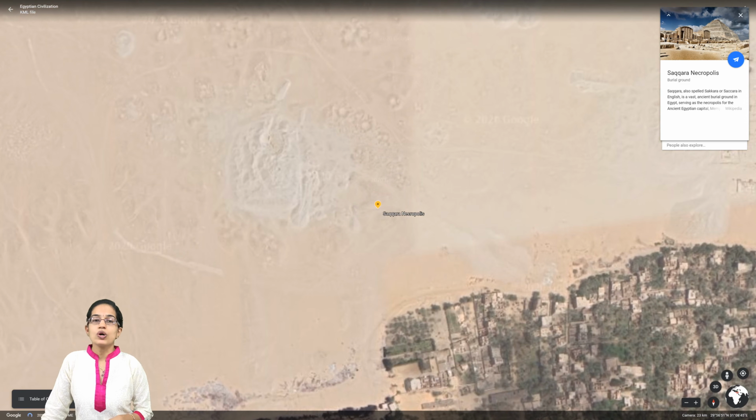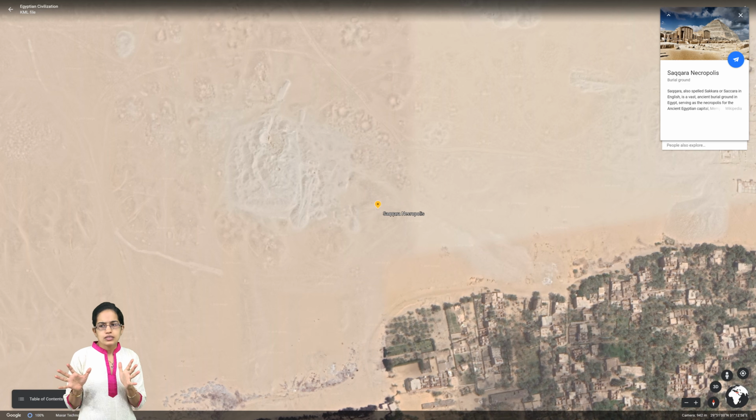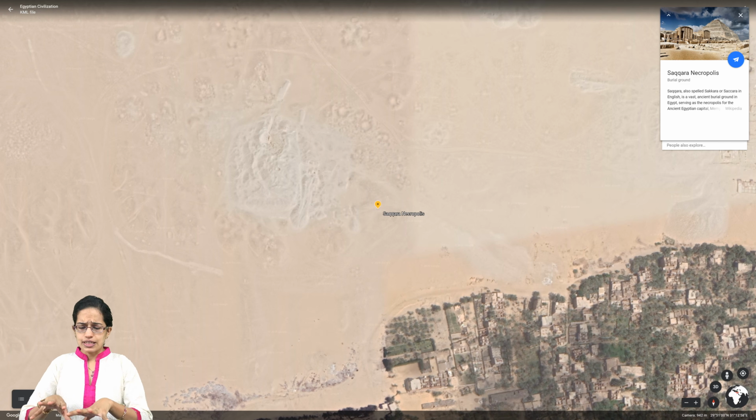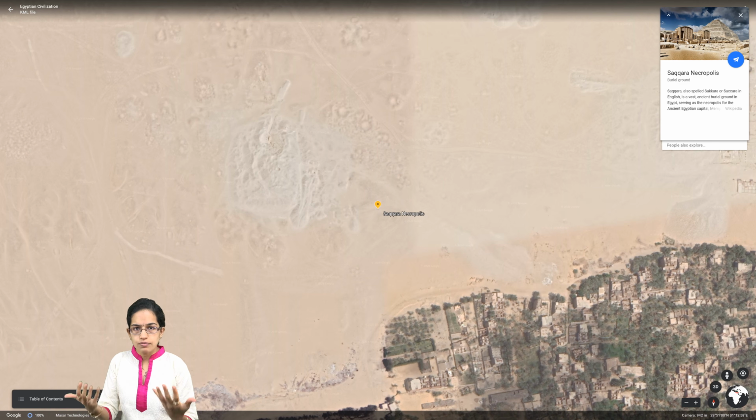Now the next was the process of mummification. This is one of the necropolises, which is known as Saqqara. These necropolises had the region where you had the mummification. Most of the tombs of the pharaohs were the pyramids.